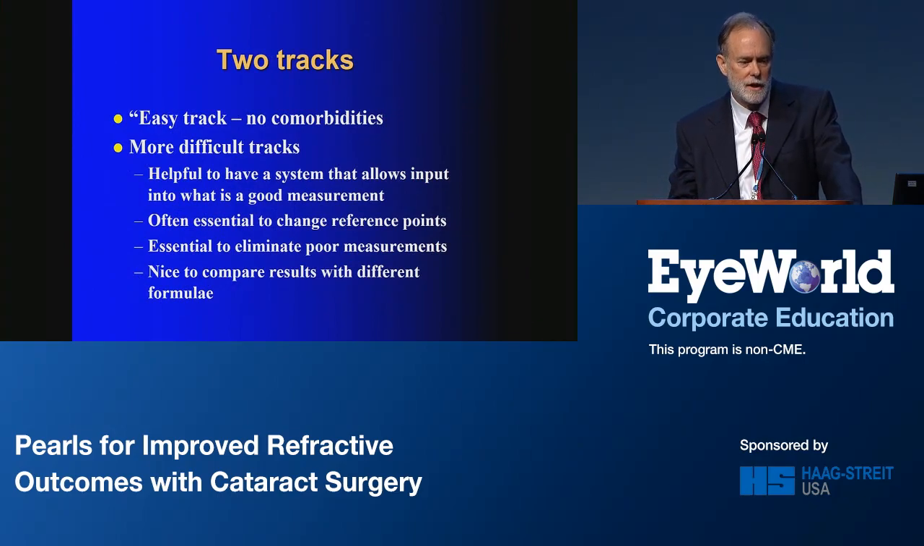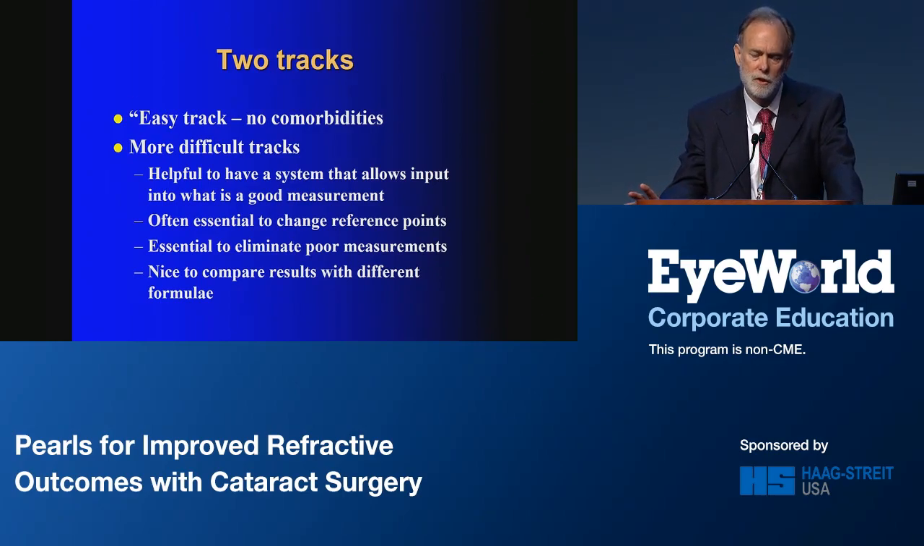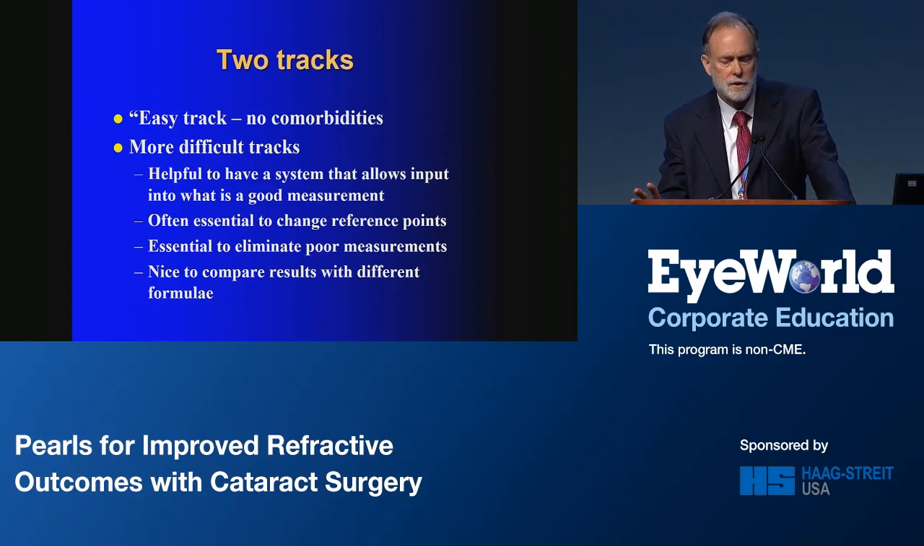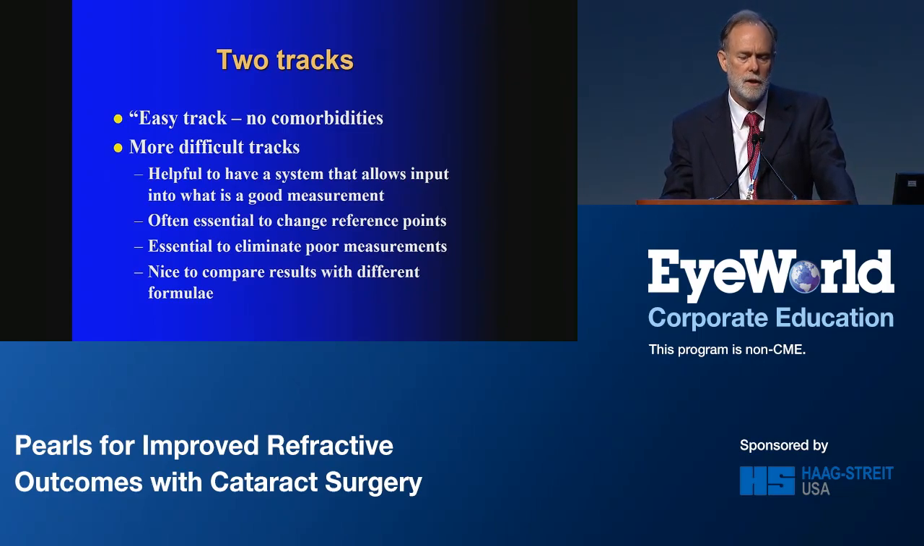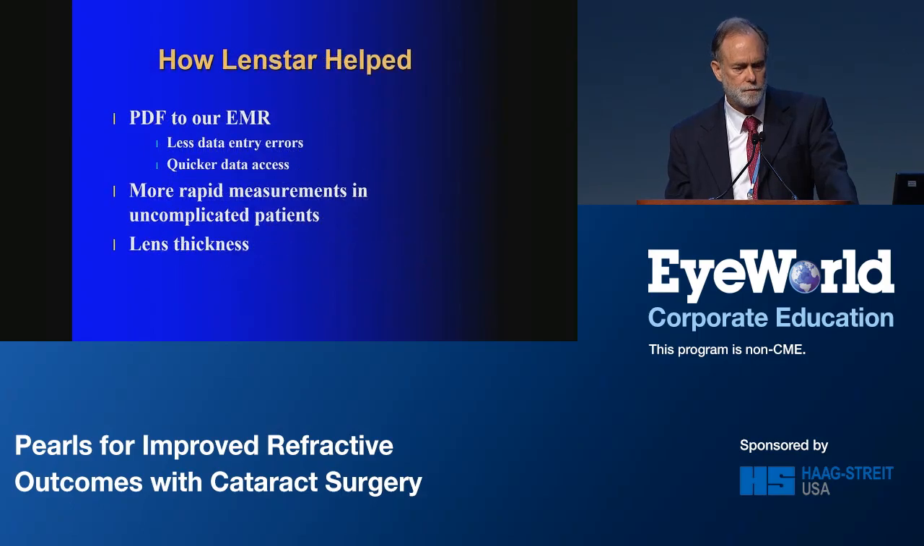So we have two tracks. We have the easy track: if people don't have ocular surface disease, our testing is good. We do the Lenstar and everything's usually pretty easy. We have the more difficult track. And when we have the more difficult tracks with complicated eyes, it's nice to have a system that allows input into what's a good measurement, where you just don't take the picture and have no idea of how good it is. And it's often helpful to be able to change the reference points as well, and essential to eliminate poor measurements. And it's nice to be able, when you're looking at IOL formulas, to compare different formulas for a lot of these abnormal eyes.